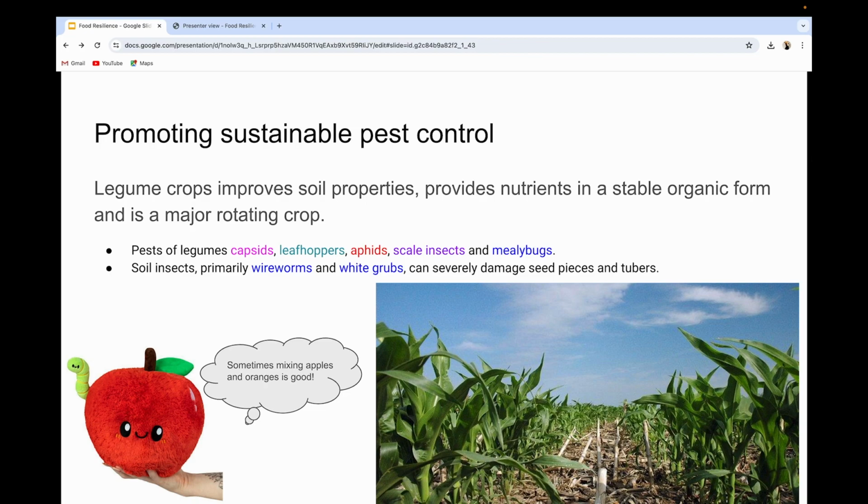But as you can see, all these little pests of legumes are very different from the pests of potatoes. So rotating between potatoes and soybeans is a good alternative to overusing pesticides to treat the land.